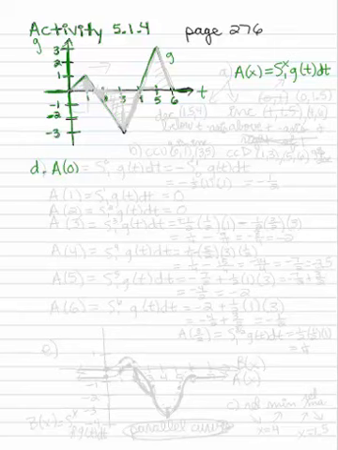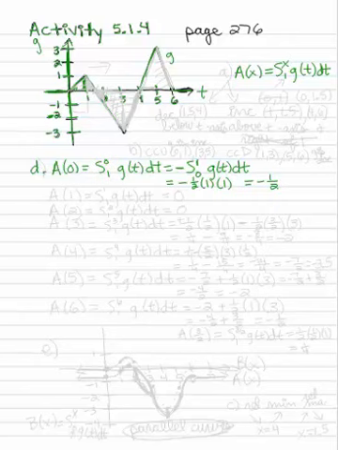So I want A of 0, which is equal to the integral from 1 to 0 of g of t dt. But notice that the bounds are flipped. So I'm going to have the negative of the integral from 0 to 1 of g of t dt. And now, from 0 to 1, I've got a triangle with a length of 1 and a height of 1. So it's 1/2 times 1 times 1. And don't forget your minus sign. So that would give us negative 1/2.